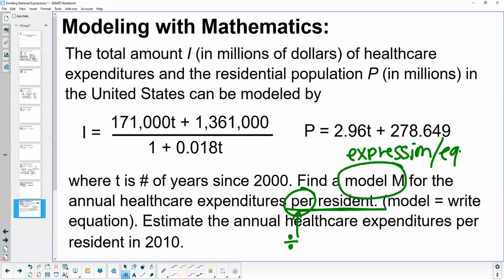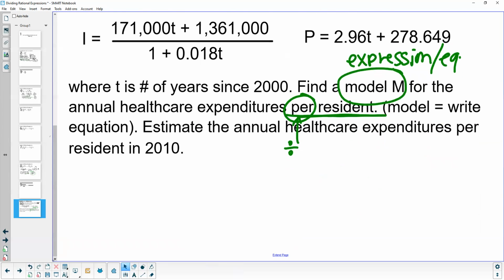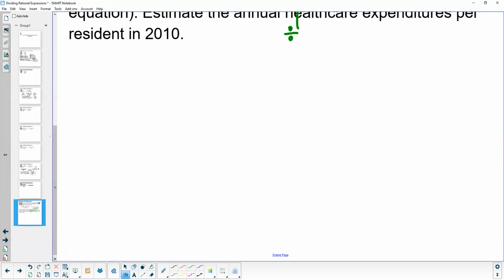Because they're both in millions, we want to keep that in mind as we do our calculations. We want to figure out what this model is going to be and then use that model to estimate the annual healthcare expenditures per person in 2010. So let's go ahead and write down that model.